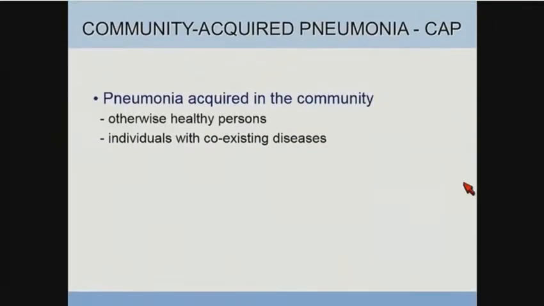That's the correct answer. So community-acquired pneumonia is, as the name says, a pneumonia acquired in the community. It affects otherwise healthy persons, but also individuals with coexisting lung disease. As we know, there are patients with diabetes, patients with sarcoidosis, patients even on immunosuppressive drugs out there in the community. And if they acquire pneumonia, that would count in the category of community-acquired pneumonia.